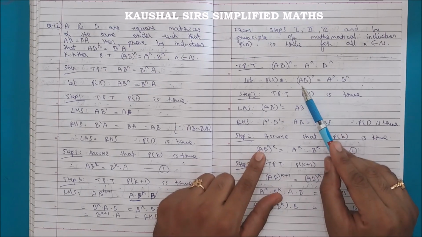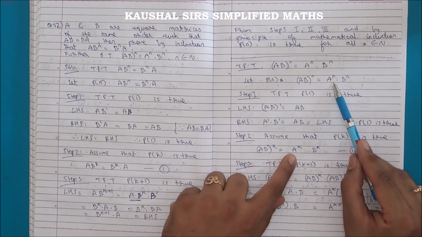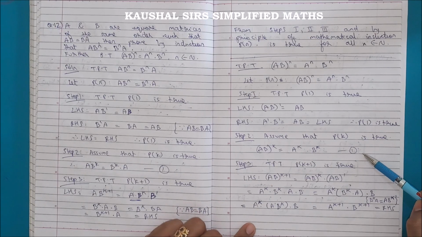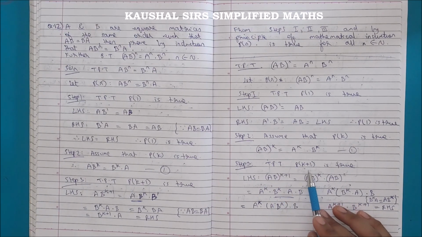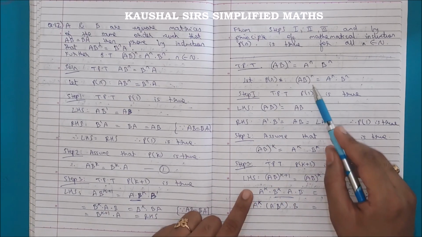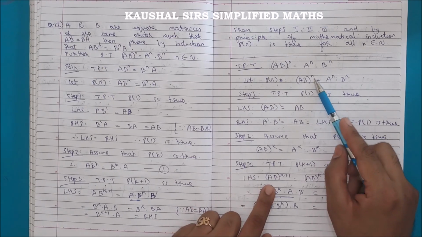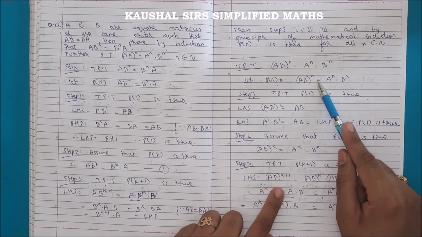सो व्हाट वी आर गोइंग टू गेट हियर, AB द होल रेस टू K इज A रेस टू K इंटू B रेस टू K. दैट्स योर इक्वेशन नंबर 1. ओके, नाउ इन स्टेप नंबर 3 यू वांट टू प्रूव दैट P of K plus 1 इज ट्रू. ओके, कमिंग टू द LHS, यहाँ पे n के बदले क्या पुट कर रहे हैं, K plus 1, तो यू गेट AB रेस टू K plus 1.